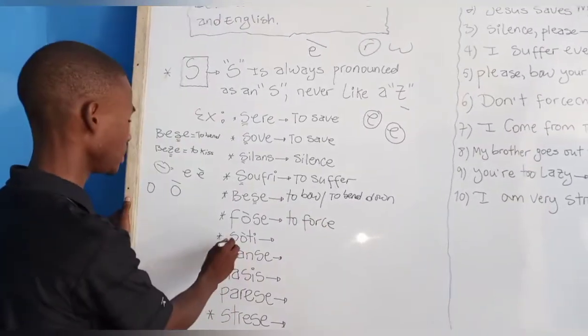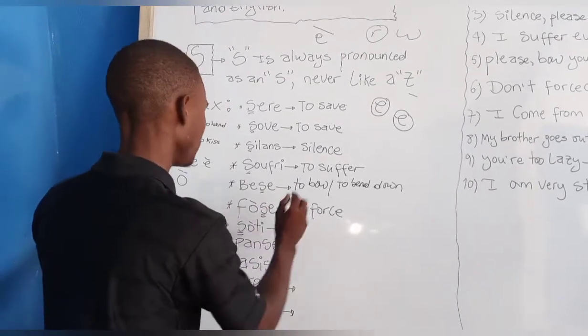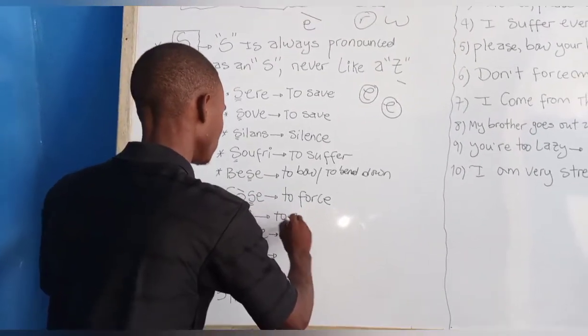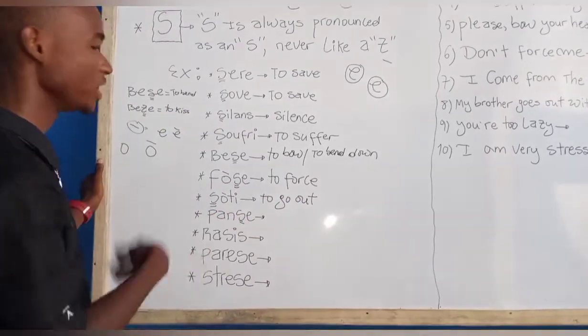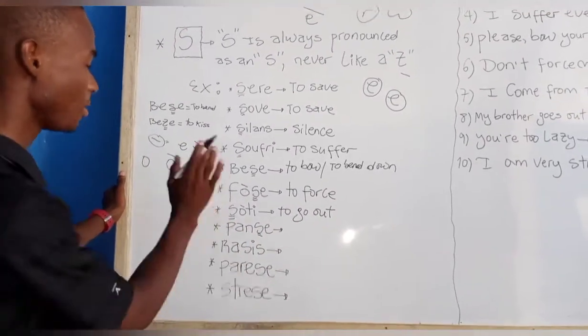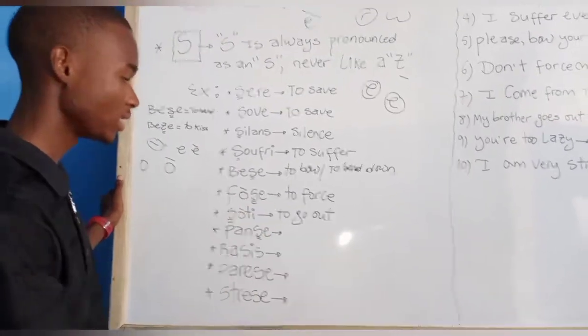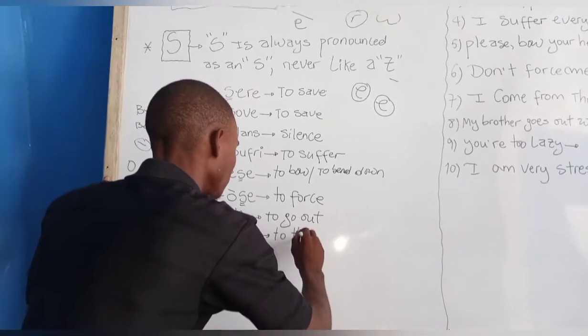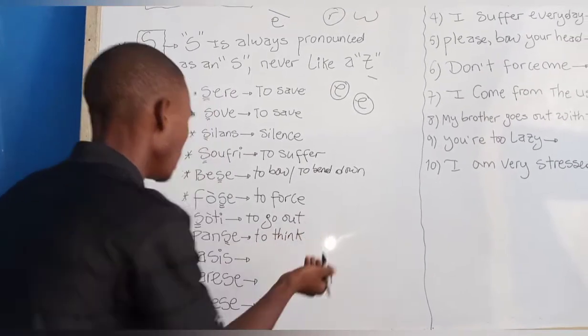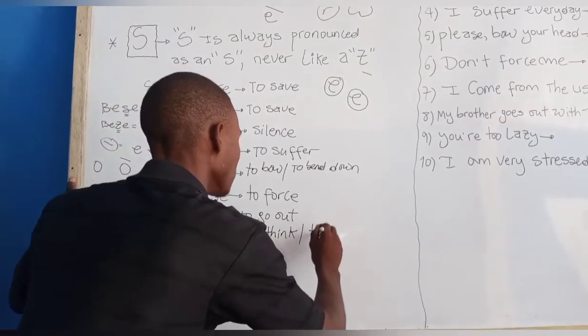And we have sortir, which means to go out, okay? To go out. Penser. We don't say penser, but penser, because this is an S, never a Z. Penser, which means to think, or thought. This is the noun.